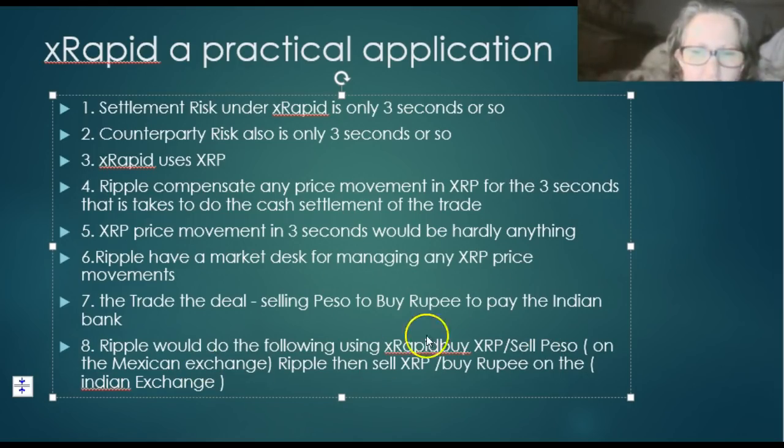So Ripple from the client would have got peso coming in from the client, the Mexican bank. They would have sold the peso, bought the XRP on the Mexican exchange. Then Ripple sells the XRP on the Indian exchange and buys rupiah very cheaply, I have to say, and settled within 3 to 4 seconds. You know, even if it was an hour, which they say it doesn't, it settles within 3 to 4 seconds, and I believe that, and I know it because I've tested it. That's what happens. Okay, so let's go to the next slide.